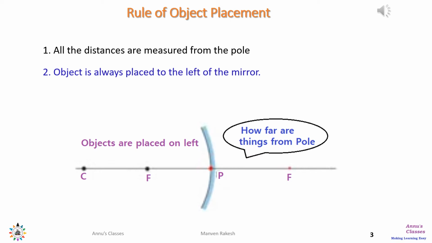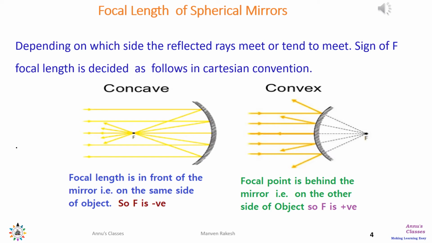Rule number 1. All the distances are measured from the pole of the mirror, that is the center of the mirror. Number 2. The object is always placed on the left side of the mirror. If we apply Cartesian convention to the focal length, then a concave mirror will always have negative focal length and a convex mirror will always have positive focal length, because in case of the concave mirror, focal length is a distance on the negative side, and for the convex mirror it is on the right hand side.